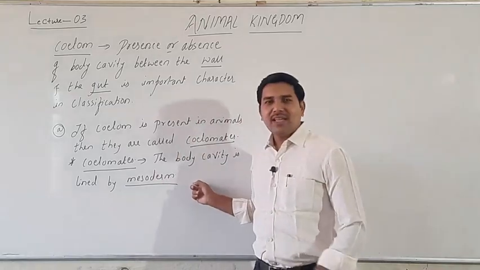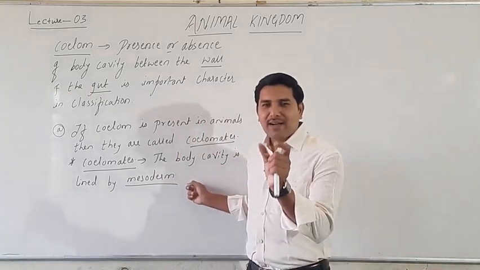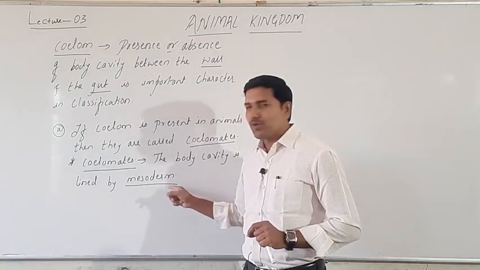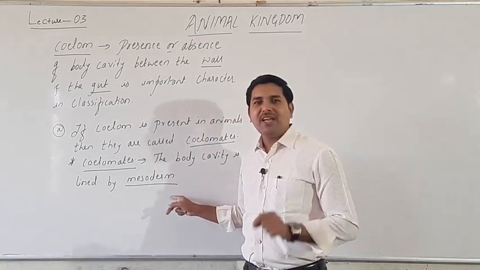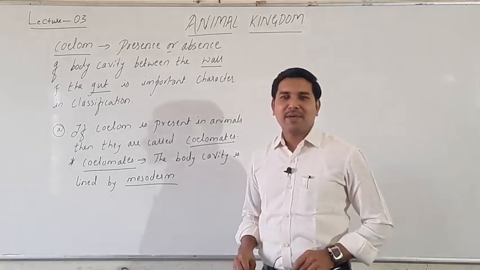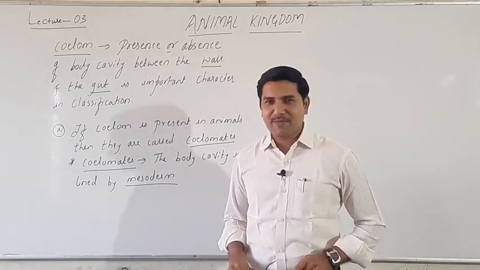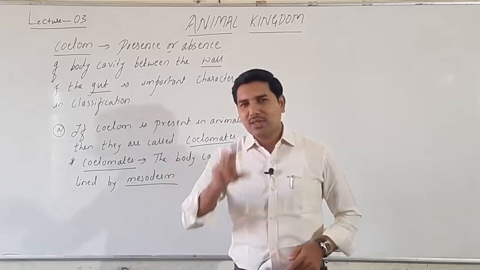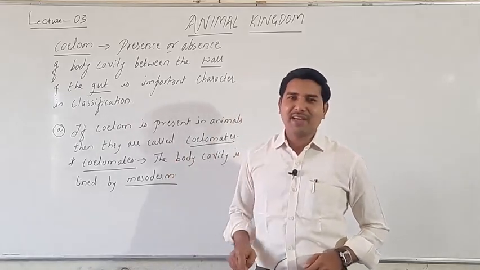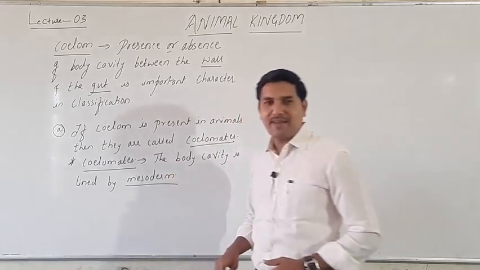Coelomates means the body cavity is lined by mesodermal cells, and we find the cavity and hence we call such types coelomate organisms. We will come across a diagrammatic representation, and in that diagrammatic representation we will understand it better.